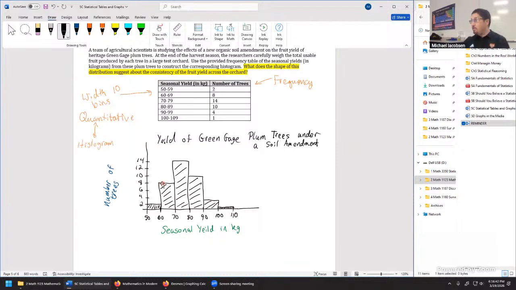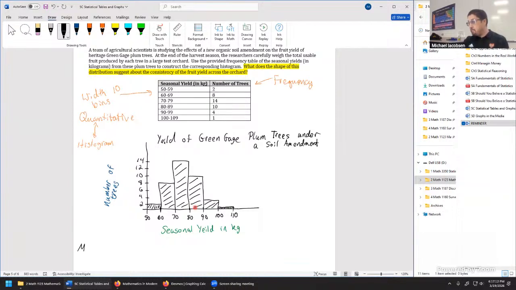And a good starting point for a question like this: what does the shape of the distribution suggest about consistency of fruit yield across the orchard? We could say, well, where are most of the trees? Most of the trees go between 60 and 90. Or you could focus on the main peak. Most of the trees, or the highest category, is between 70 and 80. I'd probably go with saying most of the trees are between this range.